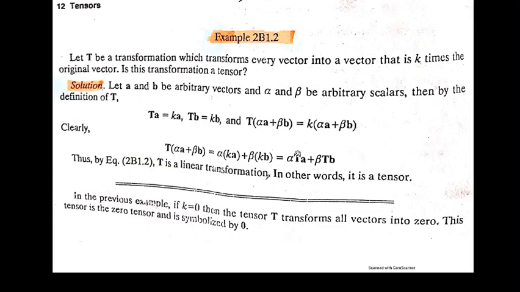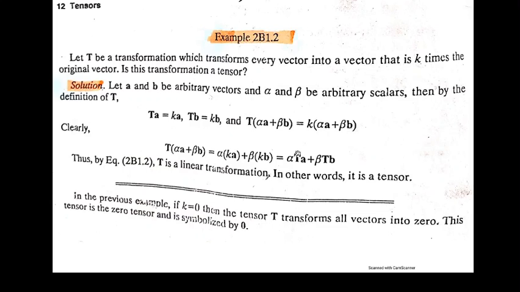Now here we have another example. Let T be a transformation. We transform every vector into a vector that is k times the original vector. Is this transformation a tensor?